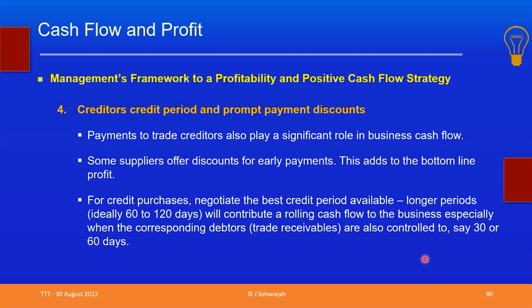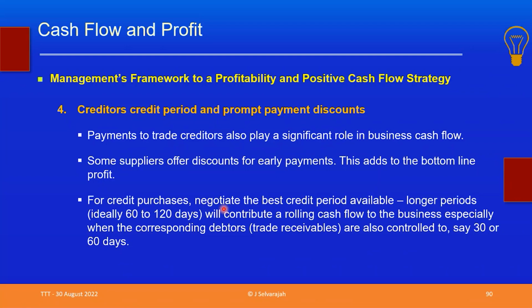So creditors, credit period, and prompt payment discount. Here's another thing I just told you. Payment to creditors can play a significant role in the cash flow. Some suppliers offer discount for early payment, and this adds to the bottom line profit. Remember, now the supplier financing arrangement, SFA, if they pay immediately, you can ask for a better price, lower discount, your profitability increases. All right, it's all the way success.